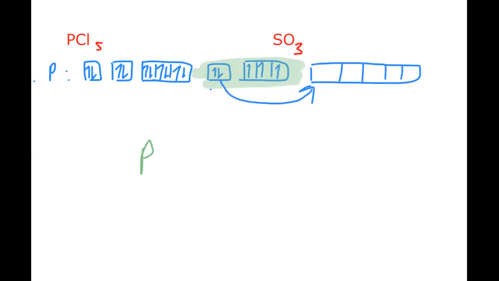So this will be the configuration of phosphorus in the excited state. The earlier one was the ground state, and this is the excited state. Now it has 5 incomplete orbitals. So that's why it can form 5 bonds.